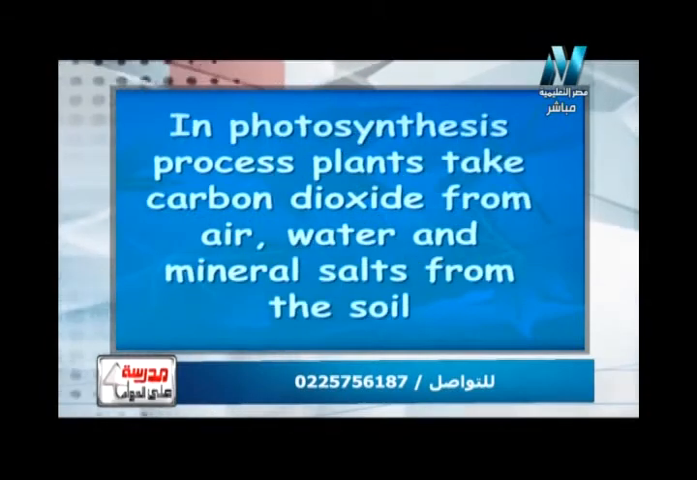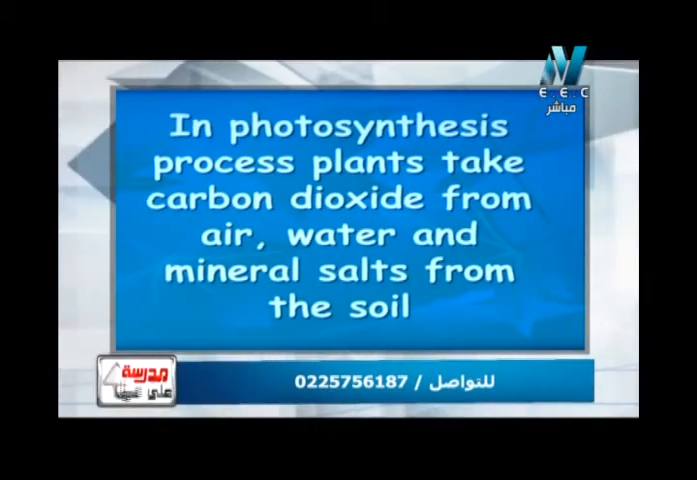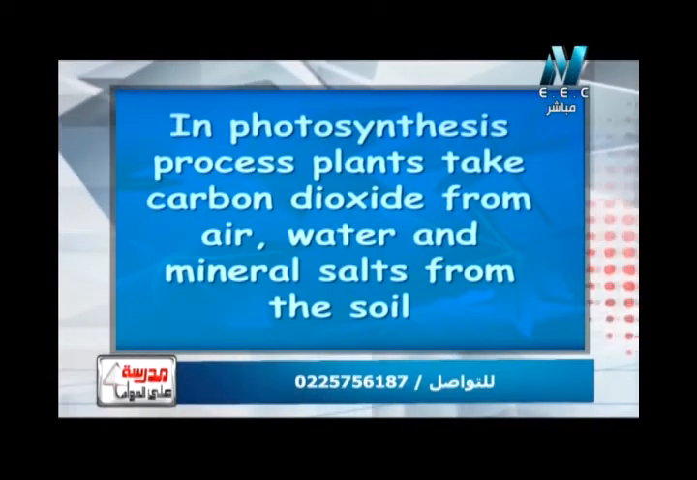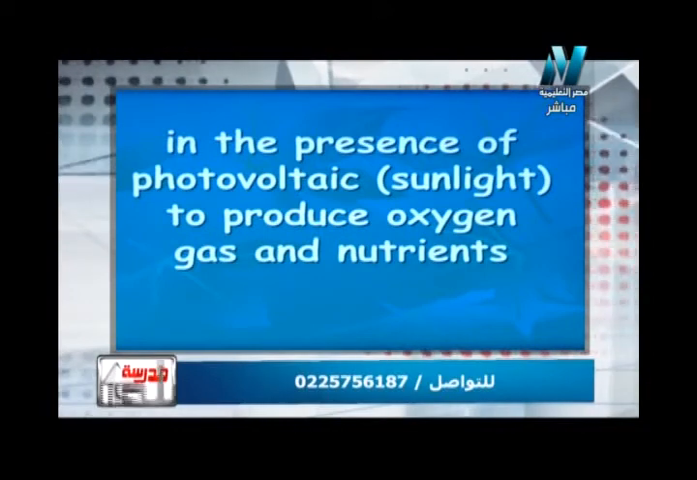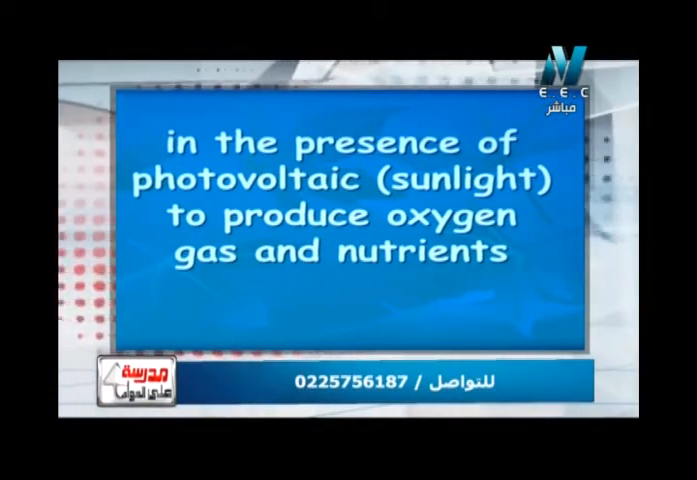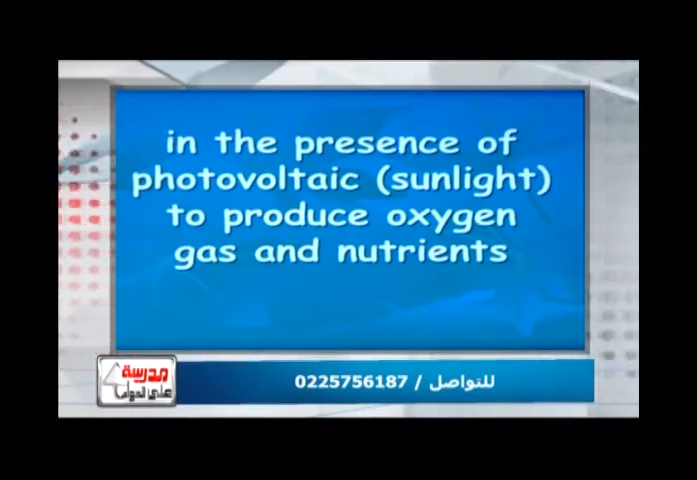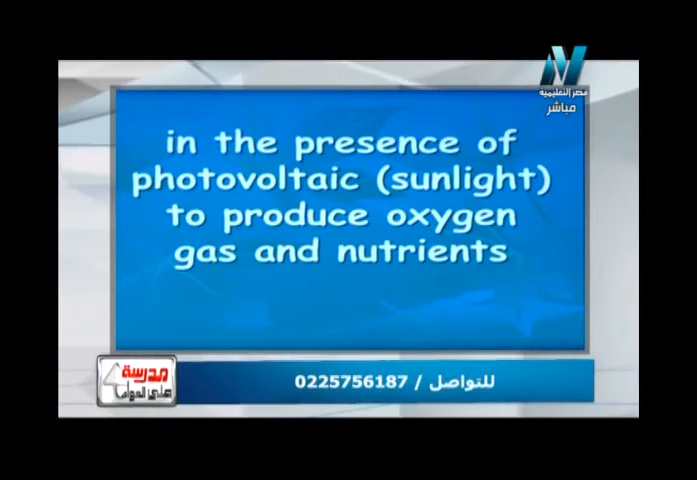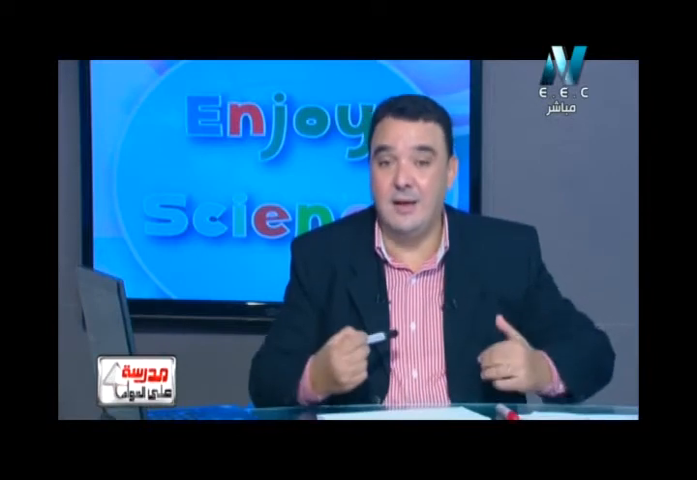عارفين كويس قوي إن البلانت بيحتاج 4 things. What are they? Carbon dioxide gas from air, water and the salts from soil، دول number 2. Sunlight in the presence of chlorophyll، المادة الخضراء اللي جوه البلانت، to produce what? To produce oxygen gas and nutrients. So I can make a very simple equation. ممكن نعمل معادلة تلخص كل اللي بيحصل في photosynthesis process by writing what the plant need and what the plant produce. النبات بيحتاج ايه وبينتج ايه.